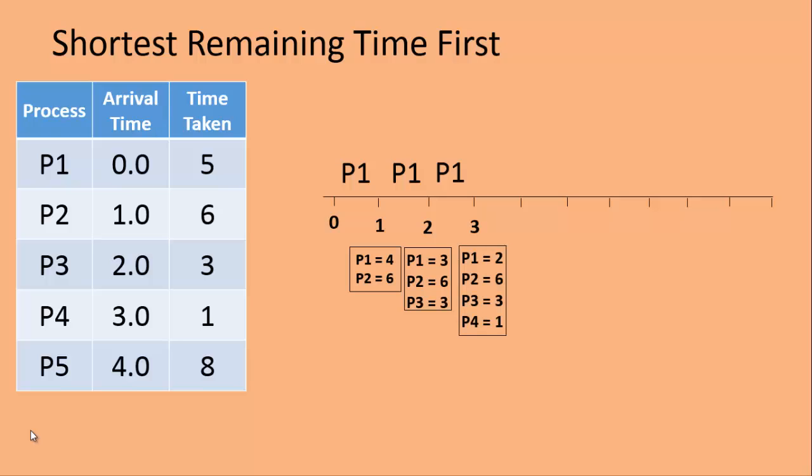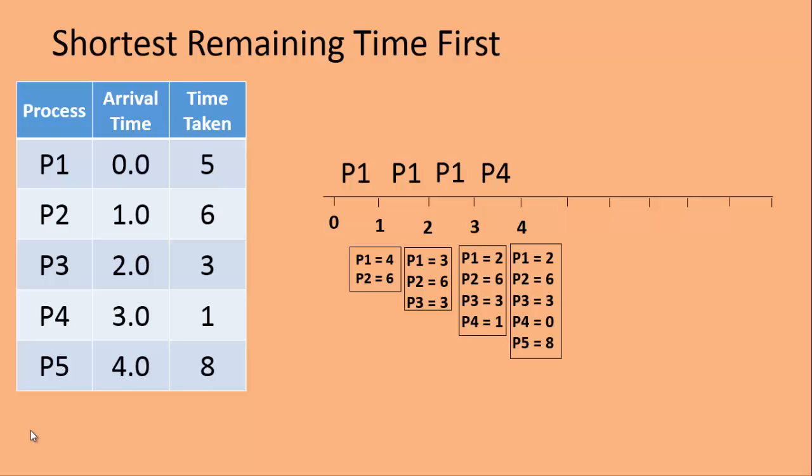At arrival time 3, P4 came in with 1 unit of time, and P1 has already run another 1 unit of time, which left 2 units of time, P2 with 6 units of time, and P3 with 3 units of time. At this time, P4 will run first, because it has a shorter amount of time than P1.